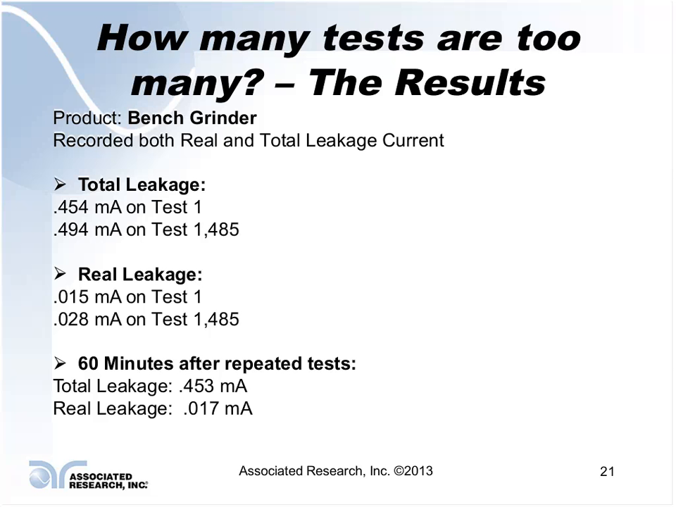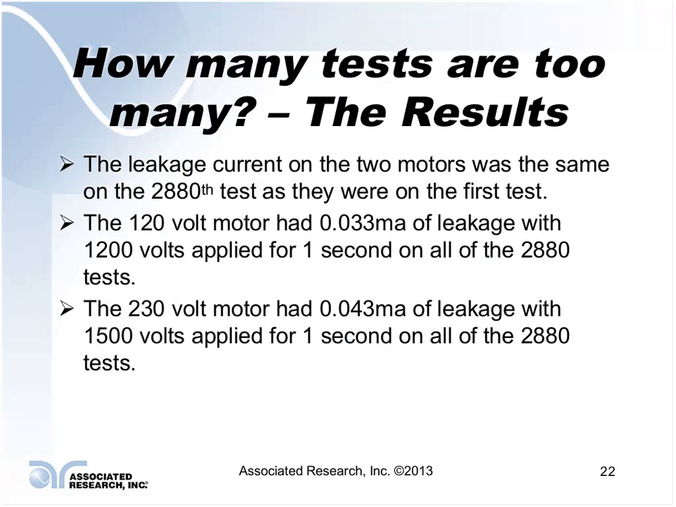But there was very little change in leakage current on these tests. On the two motors that we went through and tested, the leakage current between the first test and the last test really didn't change. The 120 volt motor had 0.033 milliamps of leakage current with 1200 volts applied for 1 second on all 2,880 tests.